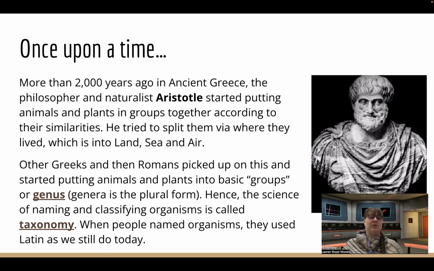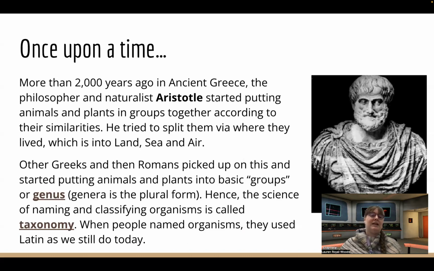So he also sat there and said, you know what, we need to start grouping living things according to their similarities. Unfortunately, he kind of split it in a weird way. He decided to split animals into land, sea, and air, and he split plants into trees, shrubs, and, oh no, it was trees, shrubs, and herbs. That's what he did. Herbs. But yeah, nobody lives in the air. Birds fly through the air, but they land at night. So yeah, I'm sure somebody pointed that out and he yelled at him.